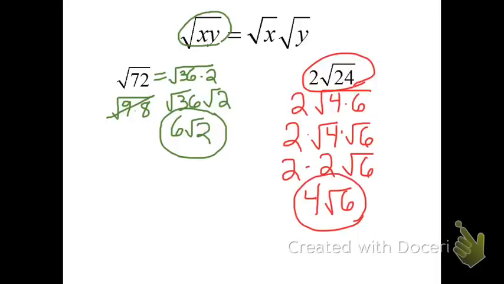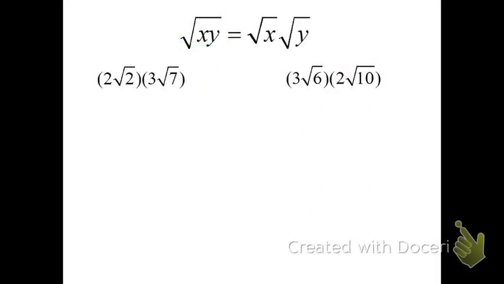Alright, let's look at more of these examples with the numbers in front of the radicals. So when you multiply two radicals together, the numbers outside the radicals multiply together and stay outside the radicals, and the numbers inside the radicals multiply together and stay inside the radicals. So this first example right here, 2 root 2 times 3 root 7, we're first just going to rearrange it so it looks like this: 2 times 3 times the square root of 2 times the square root of 7.